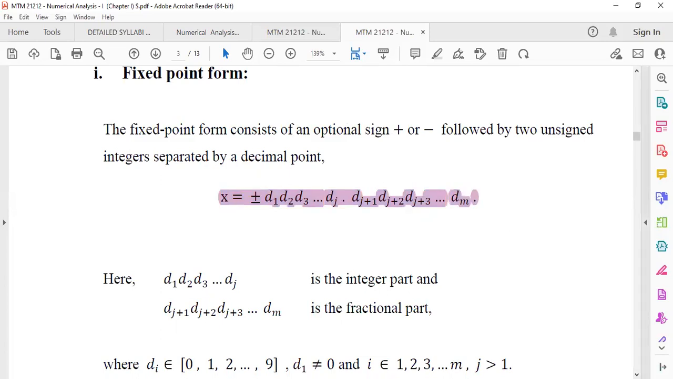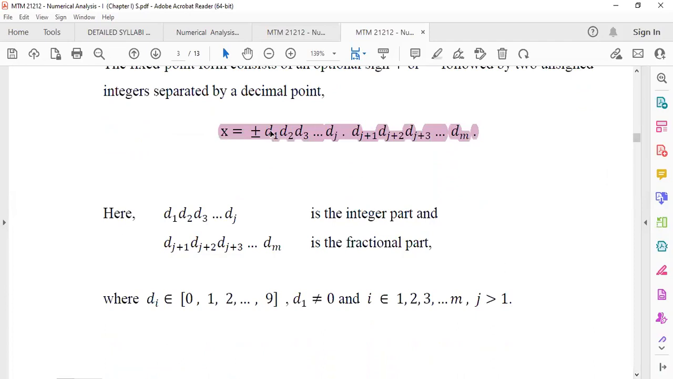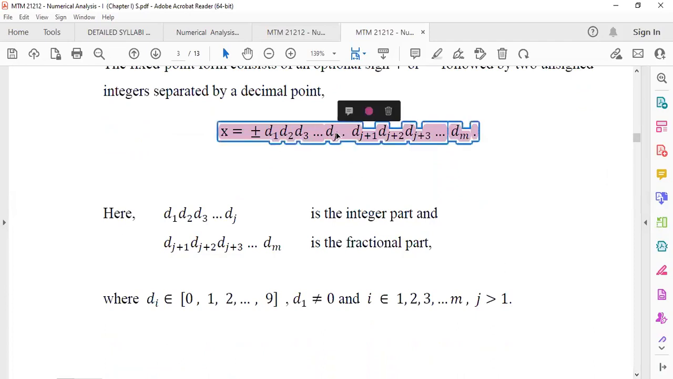In here, we can see this part we call an integer part, and after the decimal point we call it a fractional part. So already we have seen all these Di are decimal digits 0, 1 up to 9. Of course, D1 is not equal to 0, and j can take the values 1, 2, 3 up to n. And j also can be greater than 1, it means 2, 3, 4, 5, like that. So let's see one example here.